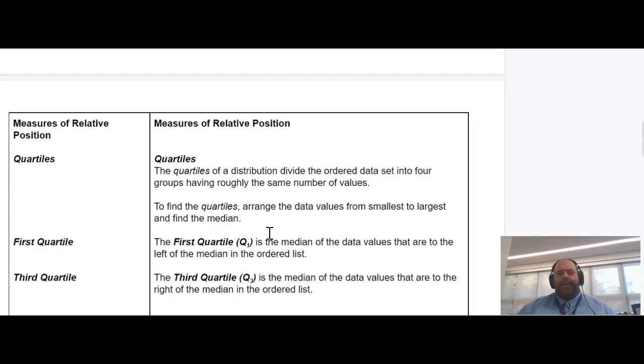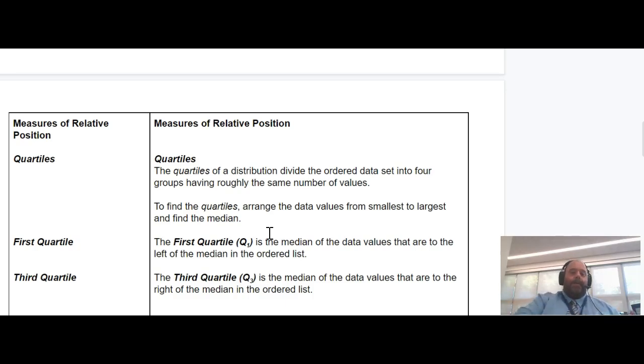We're going to take a brief pause here and do this thing on relative positions. Quartiles are like fences that divide your data set into four groups, 25% of the data in each of the groups. So the first quartile is between 25 and 75% of the data. There is no second quartile because we have a fancy name for that. We call it the median because it's 50% on both sides. The third quartile has 75% below it, 25% above it.